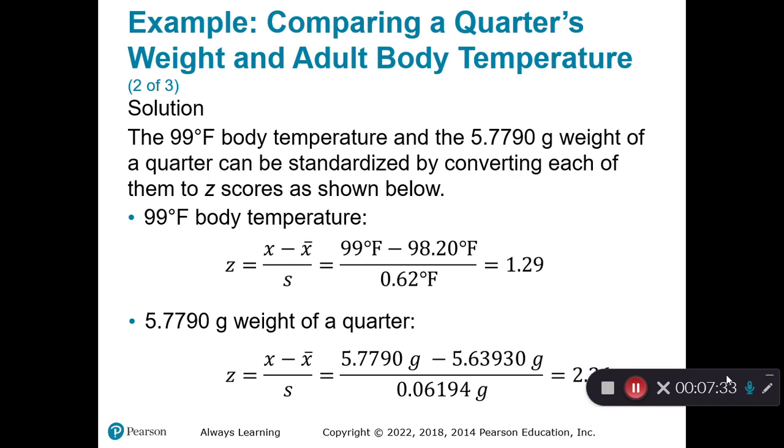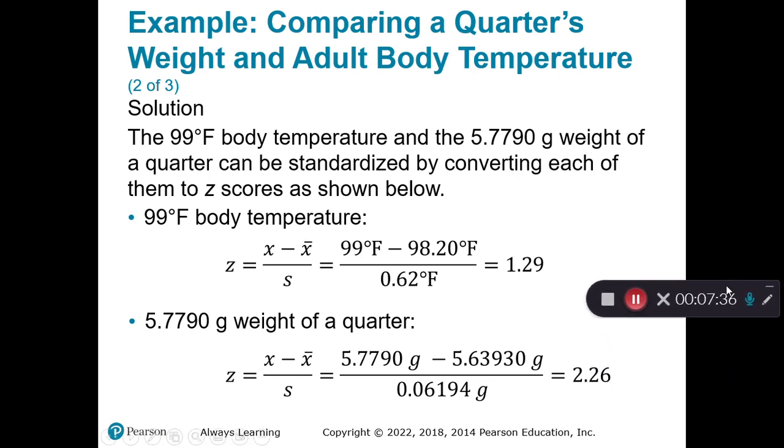In the second example, we were looking at the weights of coins, the weights of quarters. Again, we have the mean weight is 5.63930 grams. That's our mean right here, x bar. The quarter weight in question, the x value in question, was 5.7790 grams. We're going to subtract the data value and the mean in the numerator, and then we're going to divide that by the standard deviation given for the sample data, which was 0.06194. So that gives us a z-score calculation of 2.26.